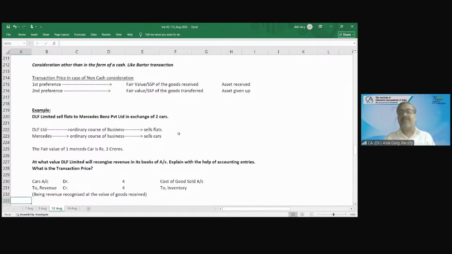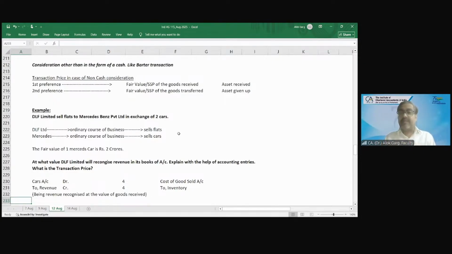Non-cash consideration means barter. You are not collecting money. What you are collecting is some goods and services or some asset, right? In that case, what is the first preference for recognition of revenue in terms of computation of transaction price? You are not receiving money, you are collecting goods and services. So the fair value of the goods and services collected will become the transaction price.